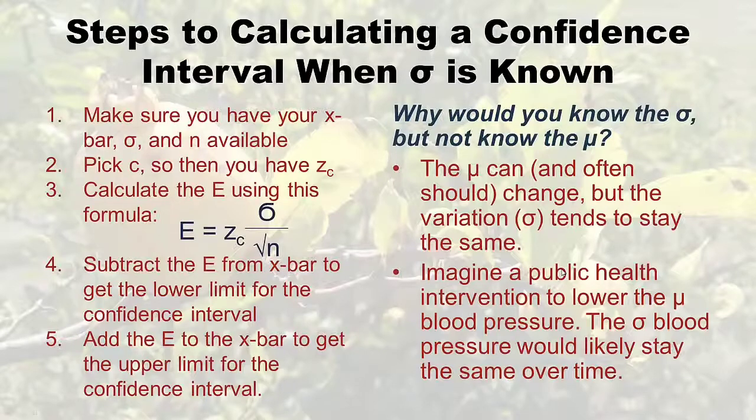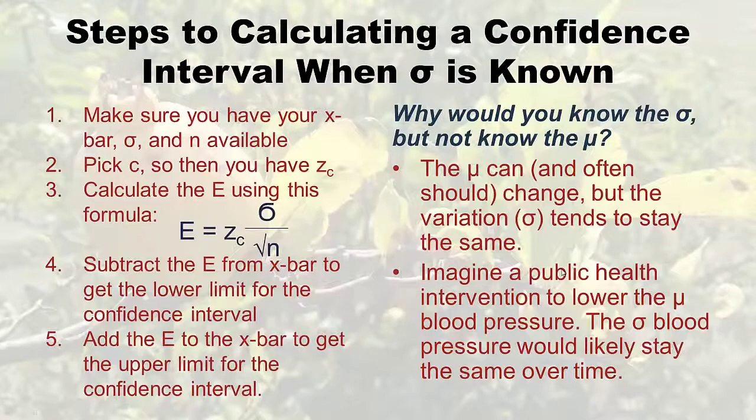But then I worked for a very short time at the Department of Public Health at the state of Massachusetts. And what I realized was when you're doing like population level health, the mu can and often should change. But the variation, which is measured by the standard deviation, tends to stay the same. So imagine that we studied at the Department of Public Health a community where the mu blood pressure was just way too high. We'd study it, we'd find this really high mu, and we'd also find the population standard deviation of blood pressure.